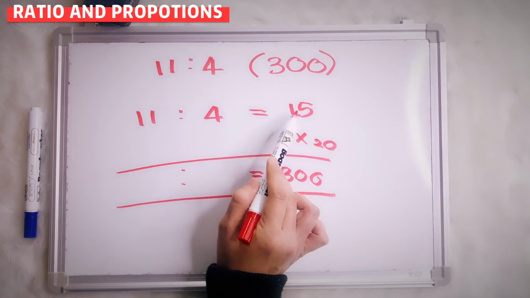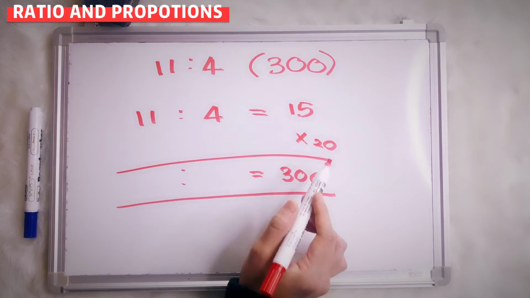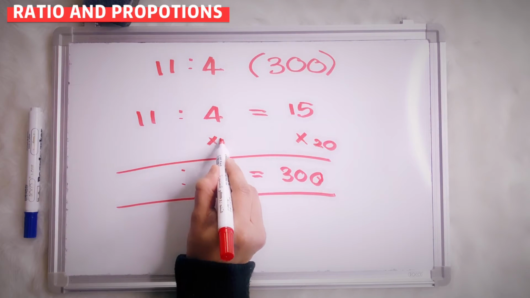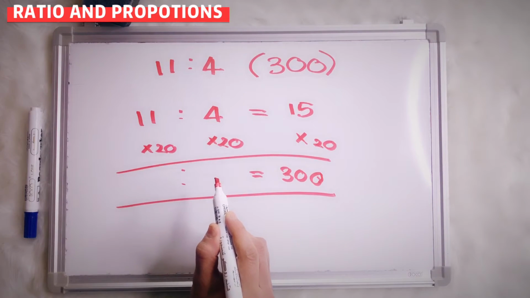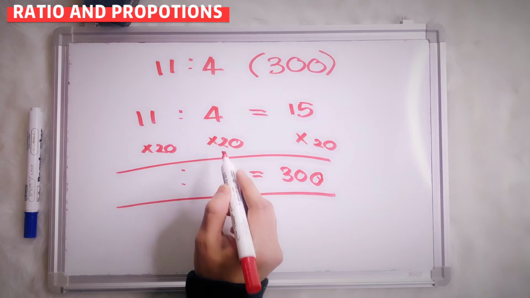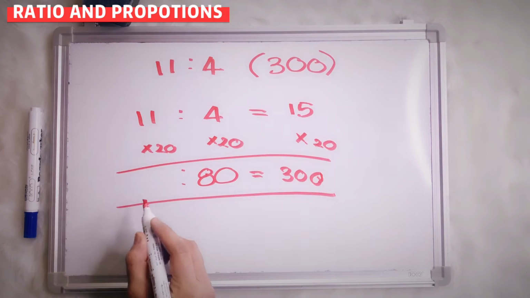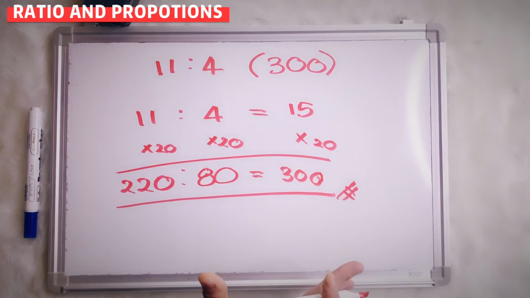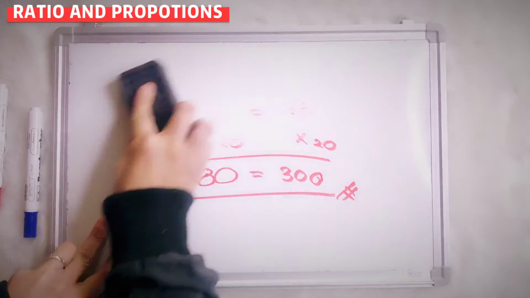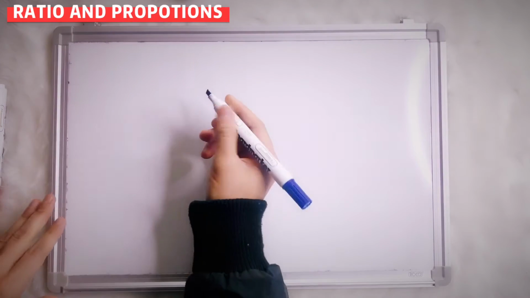So that means 15 times 20, you will have 300 here, alright? So now, if here times 20, here also you must multiply with 20. Here also must multiply with 20, alright? So now, 4 times 20, you will have 80. So 11 times 20, you will have 220. See? Easy, right? Okay, so we proceed.